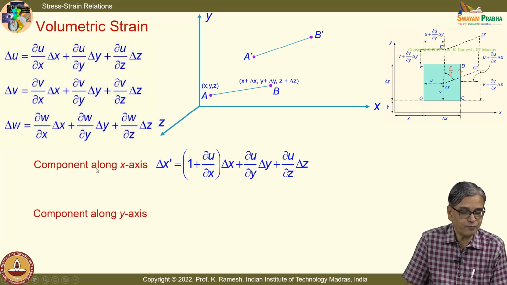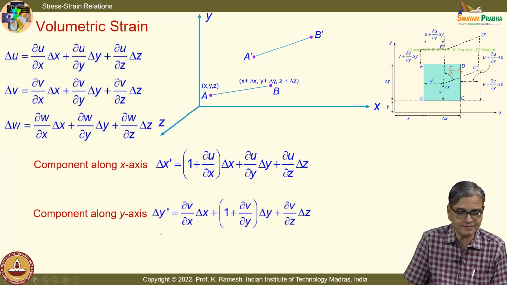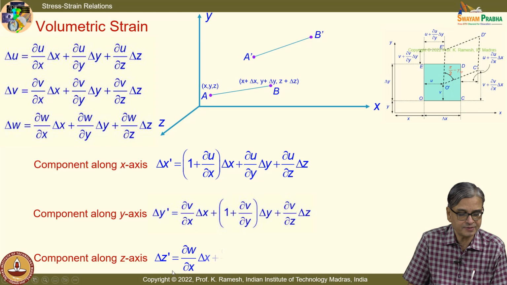When I look at what are the components along y axis, I will have delta y prime equal to dou v by dou x delta x plus (1 plus dou v by dou y) into delta y plus dou v by dou z into delta z, and cyclically I can also write what happens along the z axis. I have delta z prime equal to dou w by dou x into delta x plus dou w by dou y delta y plus (1 plus dou w by dou z) into delta z.